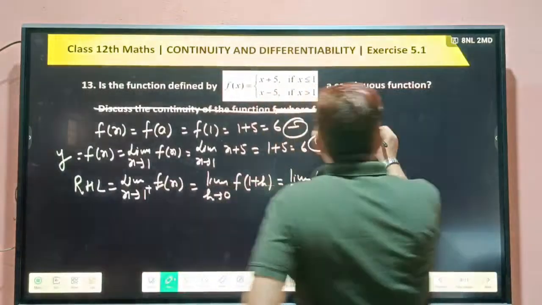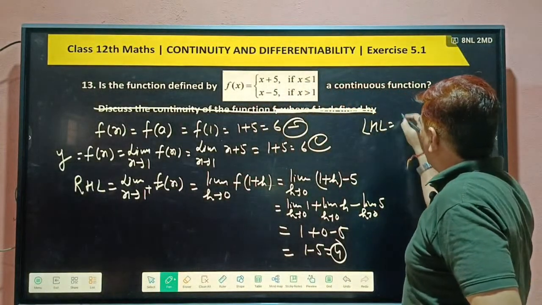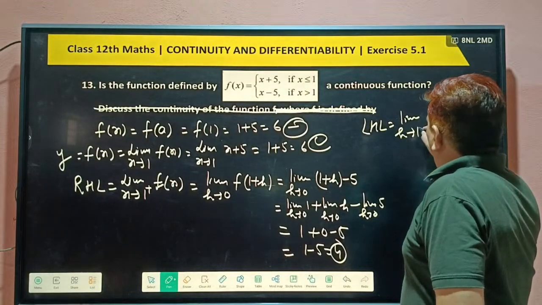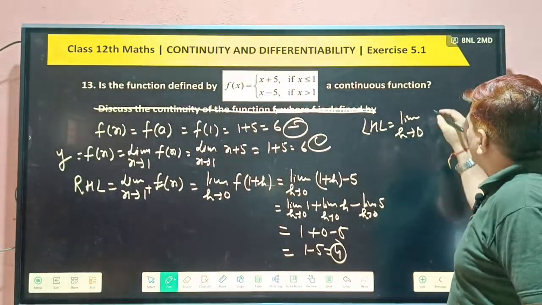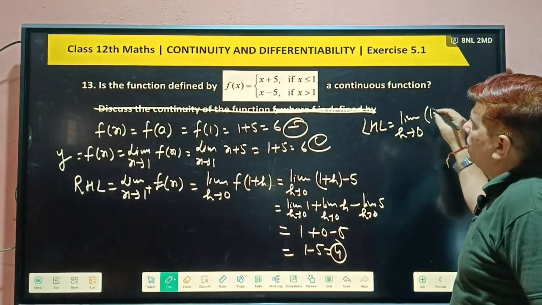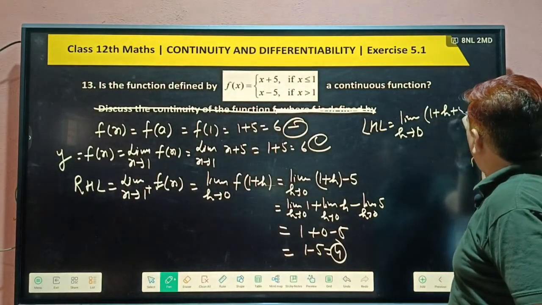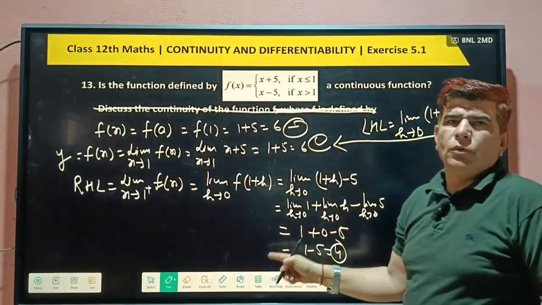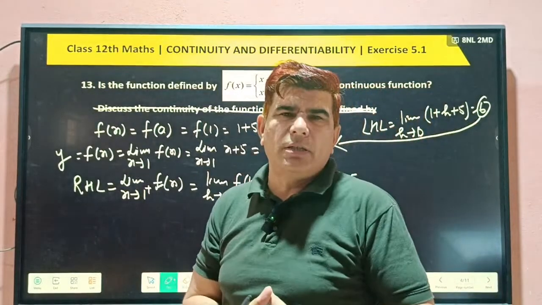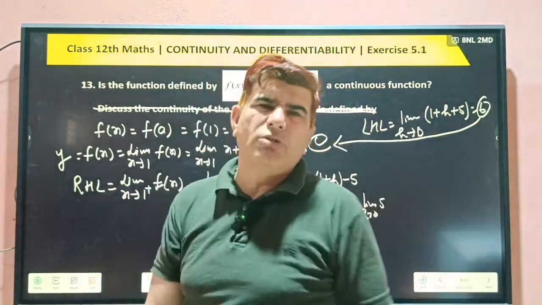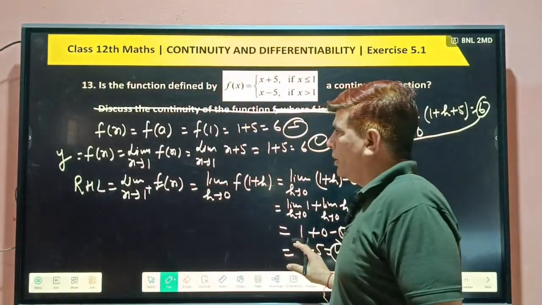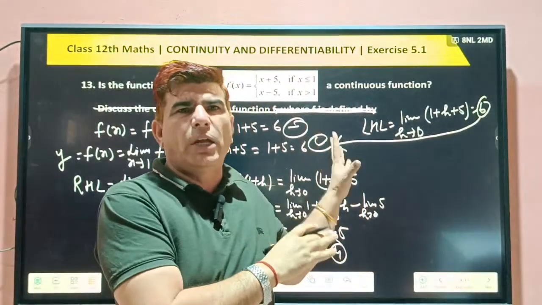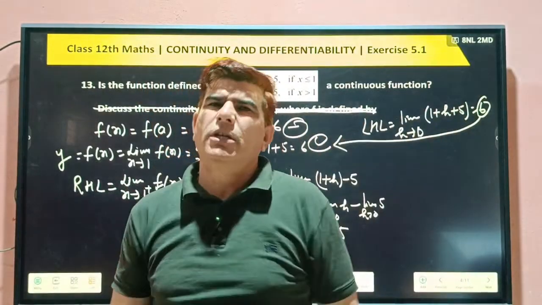If there is doubt, you can check. LHL is equal to limit, directly I have written, h tends to 0 of 1 plus h plus 5, equal to 6. Then if you work this out, you say the function is not continuous. If it is not continuous, it means discontinuous. If you find these and they are both not equal, directly you can see it, meaning you can save your time, minimum 1 or 2 minutes.